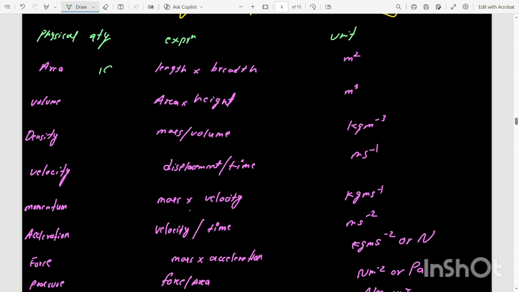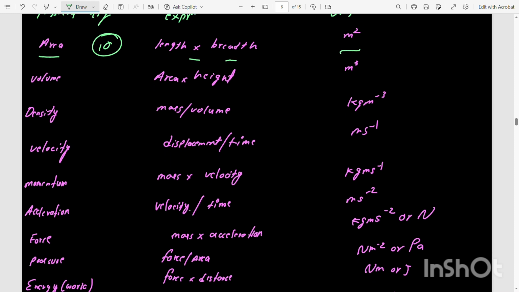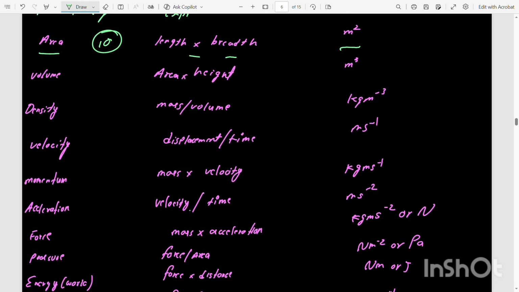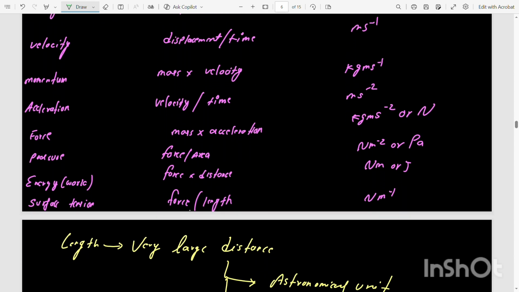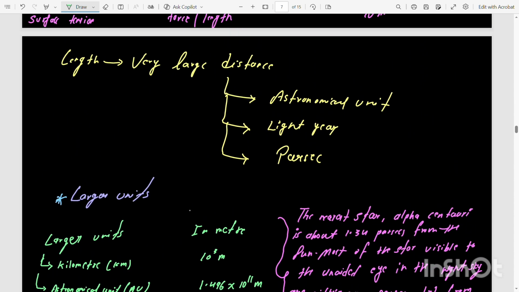So now we will see some important derived quantities, their expressions and their units. I have written the 10 most important quantities. So the physical quantity is area and the expression is length into breadth, m square, meter square. So you can see here there are 10 quantities and their expressions and units. You can take a screenshot of this.